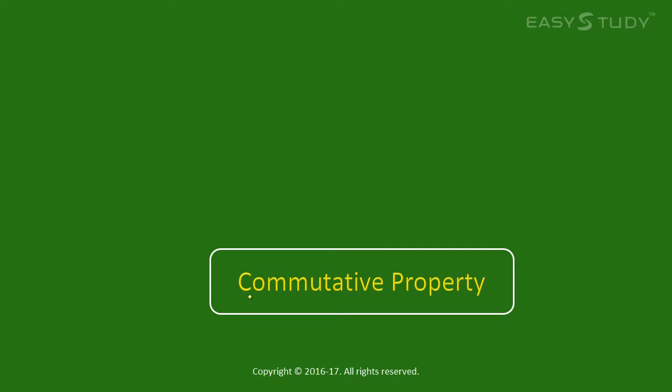Hi, in this video we will learn about commutative property. Let's pick two numbers a and b. Now let's perform an operation on these two numbers. Here we are doing addition operation.